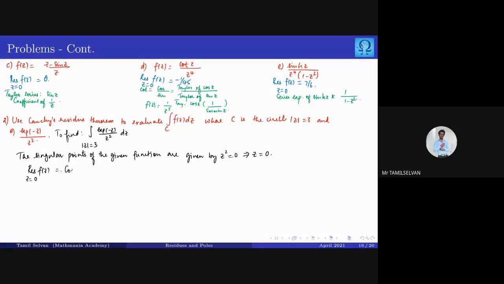That is the coefficient of 1 upon z in the series expansion of exponential of minus z upon z squared. Sorry, z squared. So what is the series expansion of exponential of minus z?